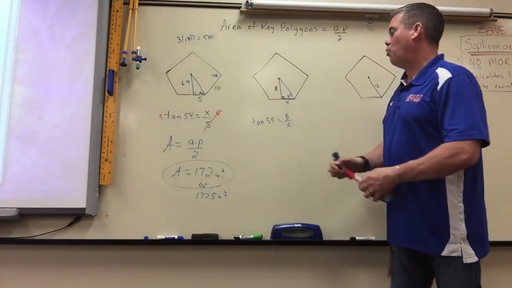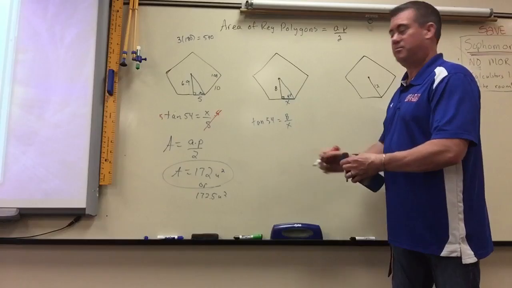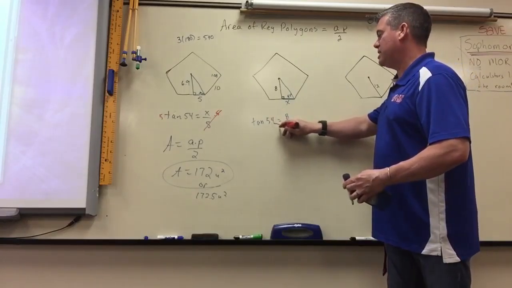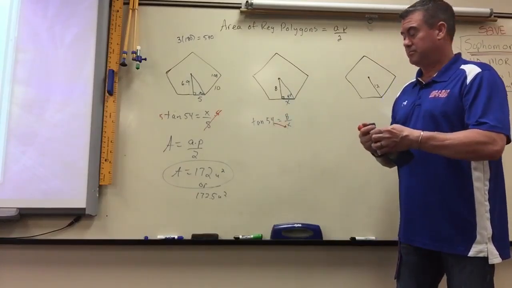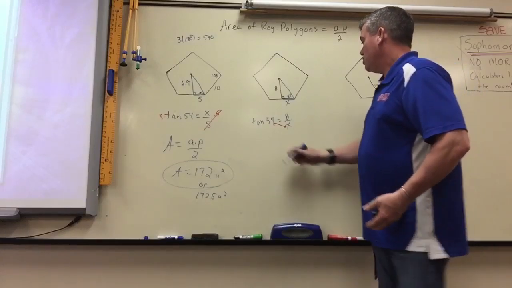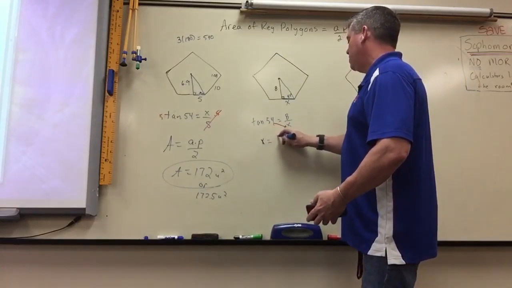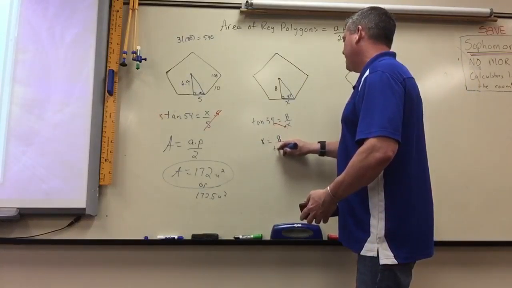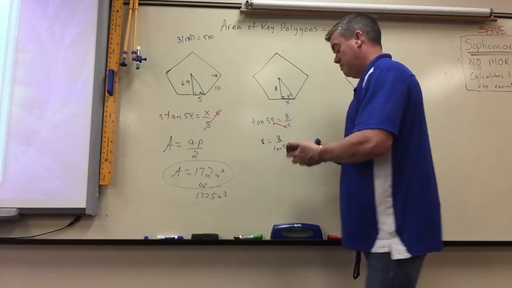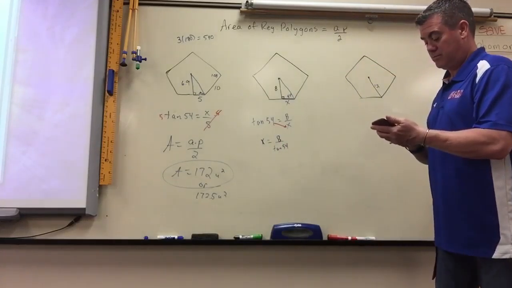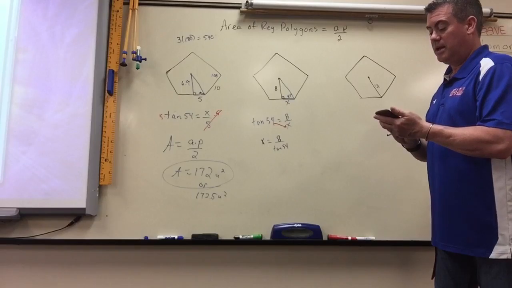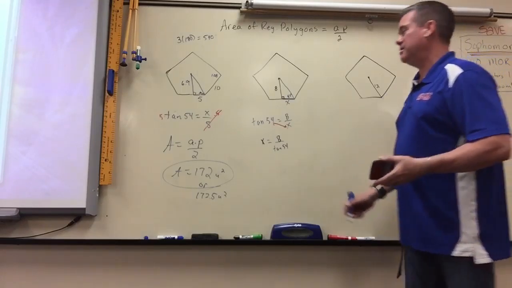Now remember, what do you do when the x is on the bottom? Switch them. Yep, they just end up swapping spots. So x is going to equal 8 divided by the tangent of 54. And you get 5.8.